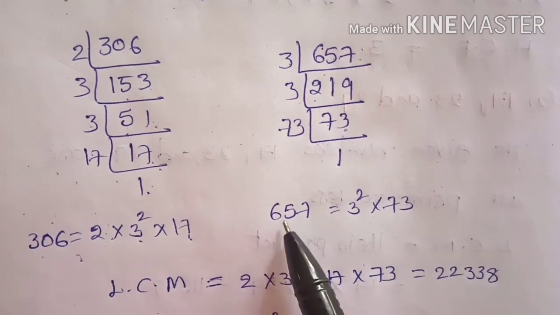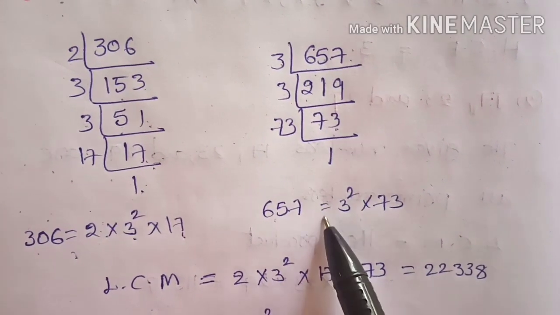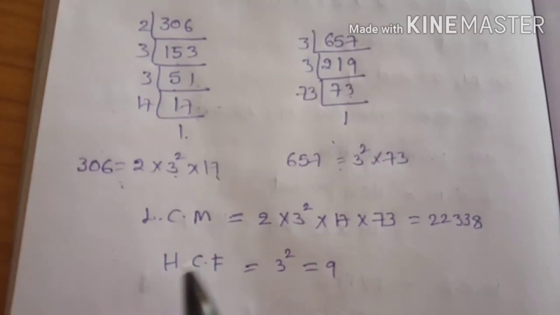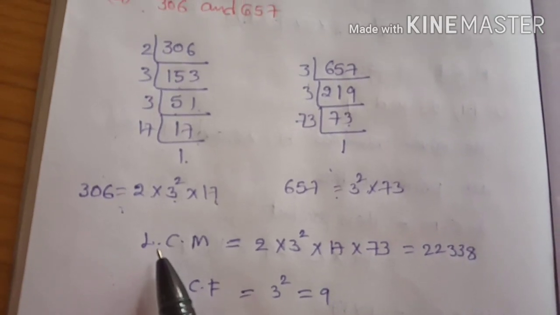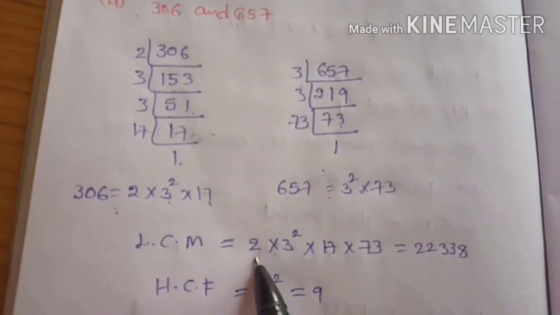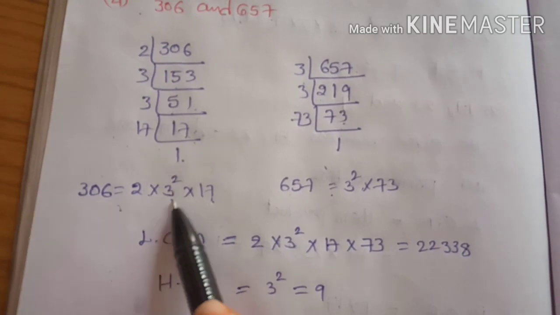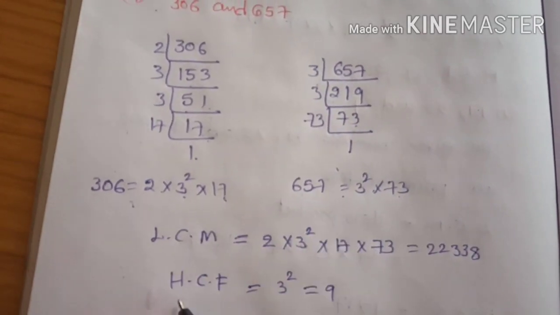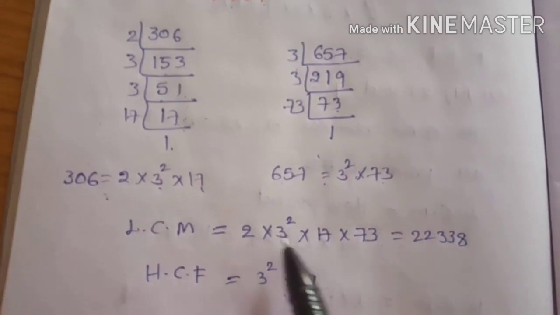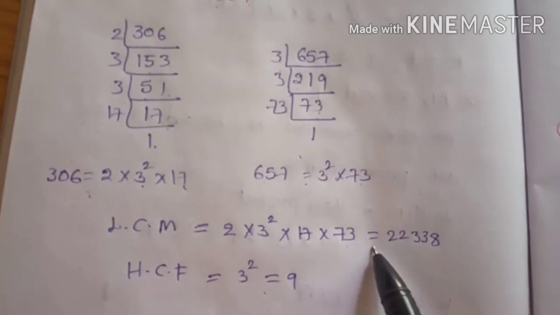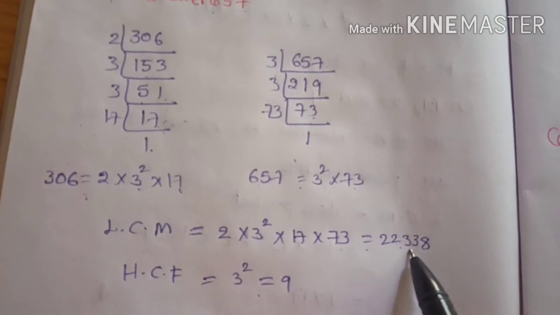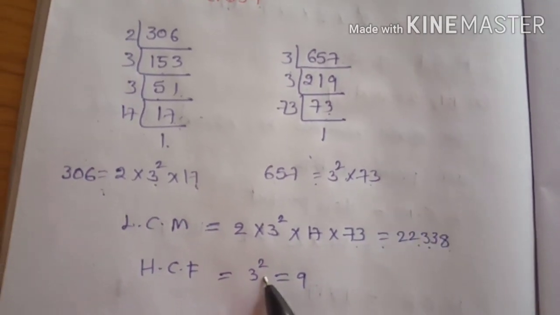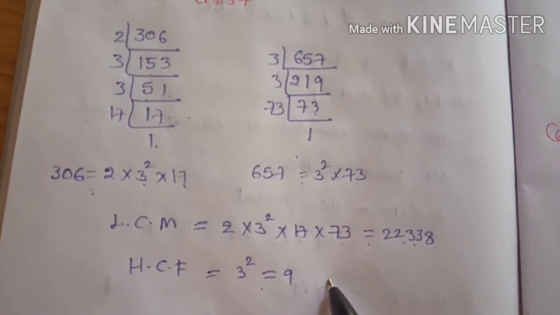Okay, first you write 657 is equal to 3 square into 73. Then you write LCM is equal to 2 into 3 square into 17 into 73. Then 3 square is common, so the HCF is equal to 3 square. Then you multiply, and the answer is 22,338, which is the LCM. 3 square is equal to 9, so 9 is the HCF.